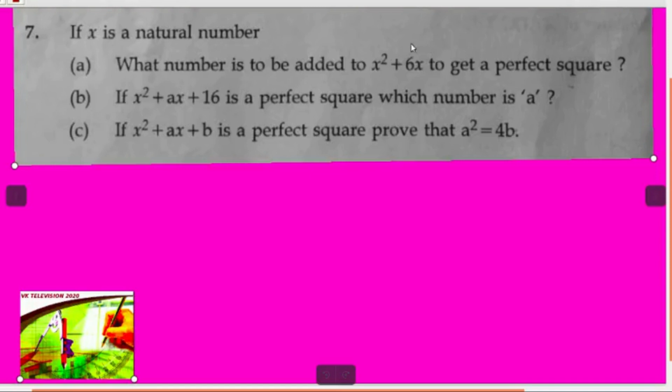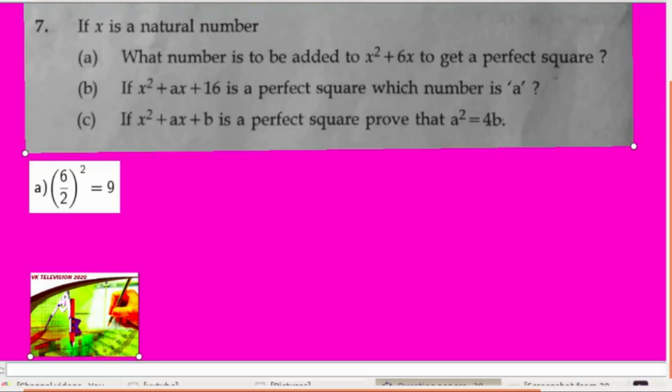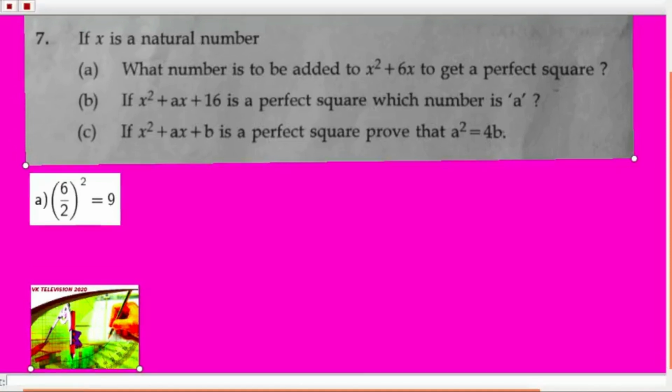What number is to be added to x square plus 6x to get a perfect square? So we take half of the coefficient of x, that is 6/2, and take the square of that one, that is 3 square. Then 6/2 whole square is equal to 9. So that number is added to get the perfect square. That is, answer is 9.